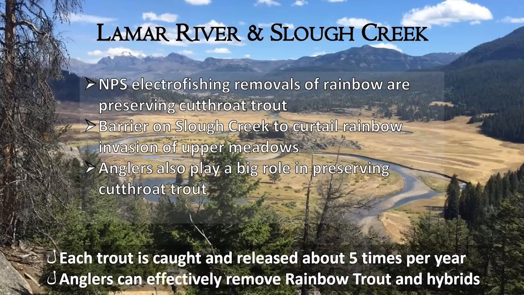A barrier on lower Slough Creek is preventing future rainbow invasion of the upper Slough Creek meadows. But anglers also play a big role in preserving our cutthroat trout, because each trout in the Lamar is caught and released an average of 5 times per year. That means that anglers can effectively remove rainbow trout and hybrids from this system.